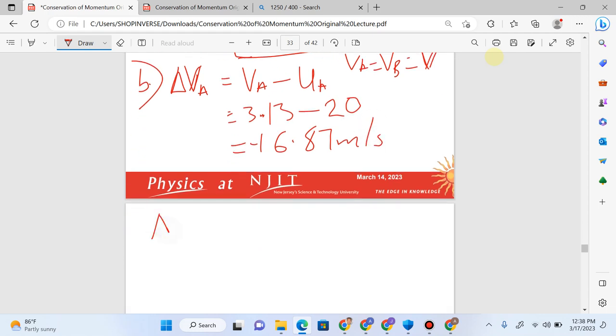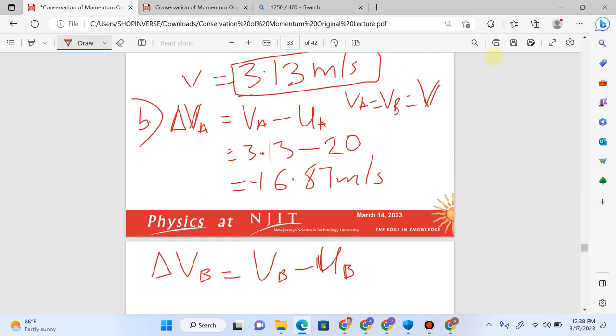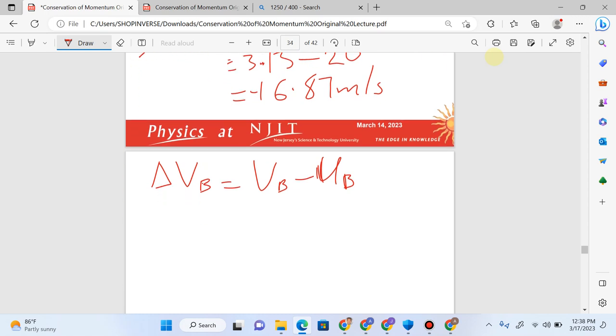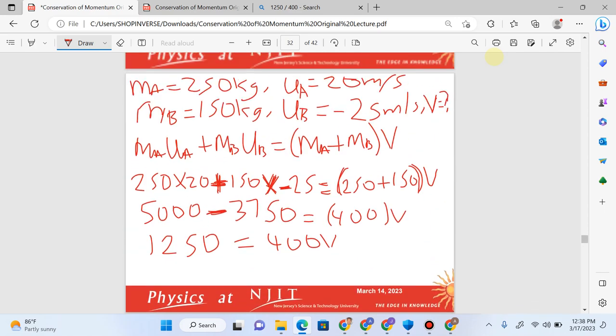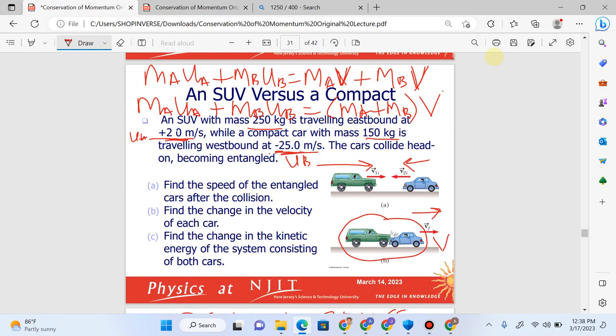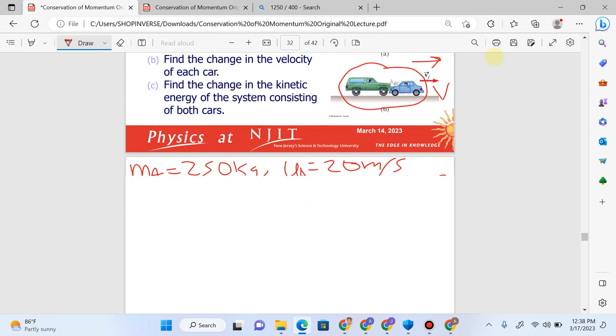Okay. Now, how do you calculate the change of velocity of the car? That will be the final velocity of the car minus the initial velocity of the car. Do not forget that the final velocity of the car is still your V, which is 3.13. So we have 3.13 minus, what's the initial velocity of the car? Minus 25 meters per second. That's what we were given in the question.